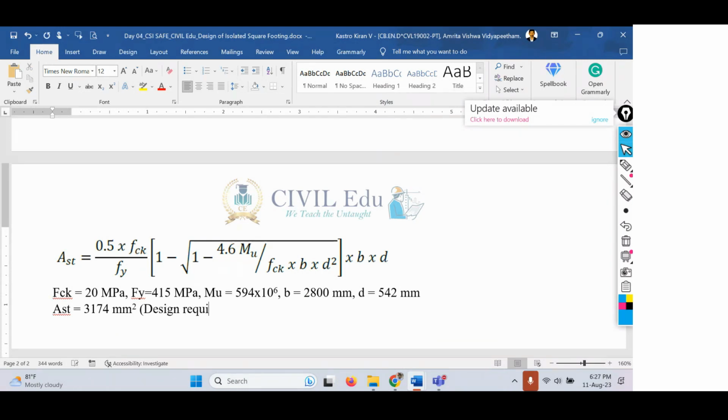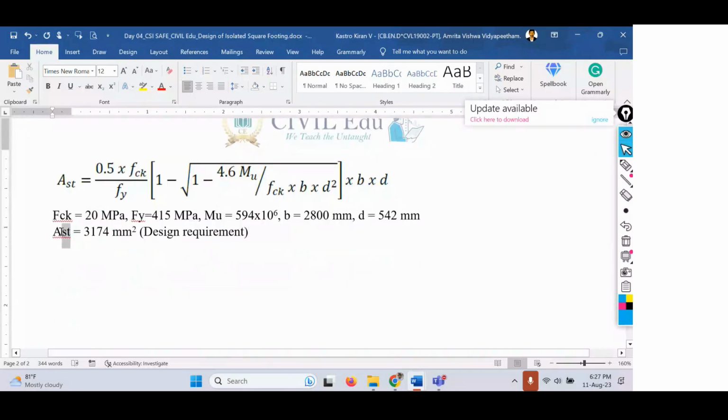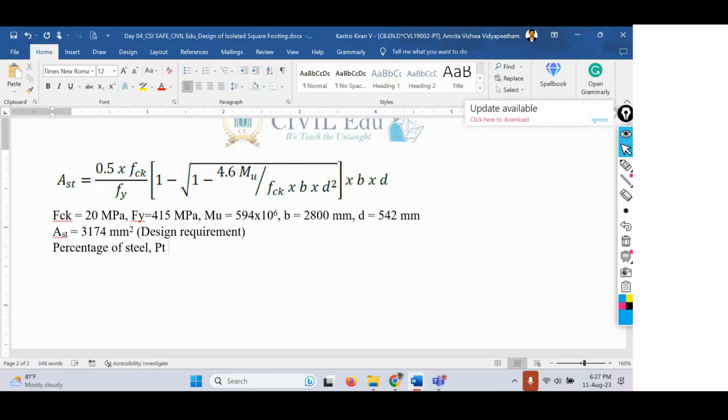We need to provide this much amount of steel. But in real-time scenarios, we don't exactly provide this much steel. We'll provide some extra amount of steel to take care of additional moments or additional forces that are coming onto the member. So how to find out that extra steel? It depends on the percentage of steel. The percentage of steel, we know the minimum percentage of steel.